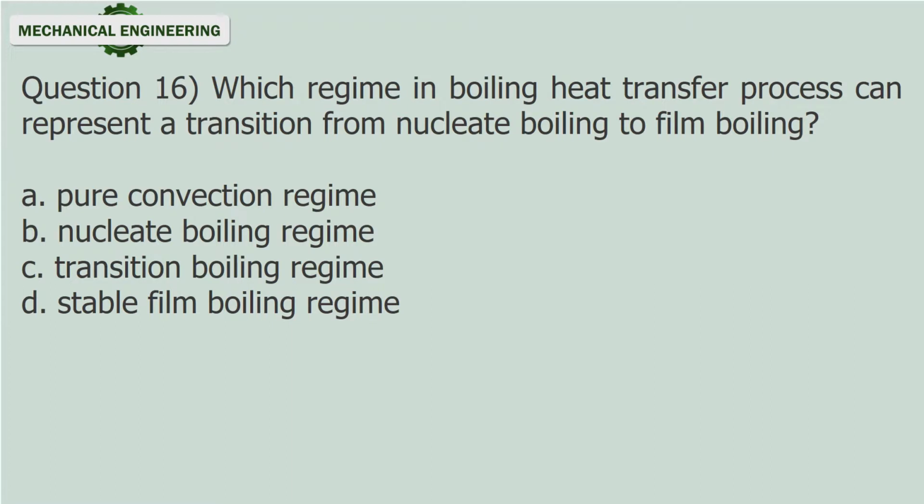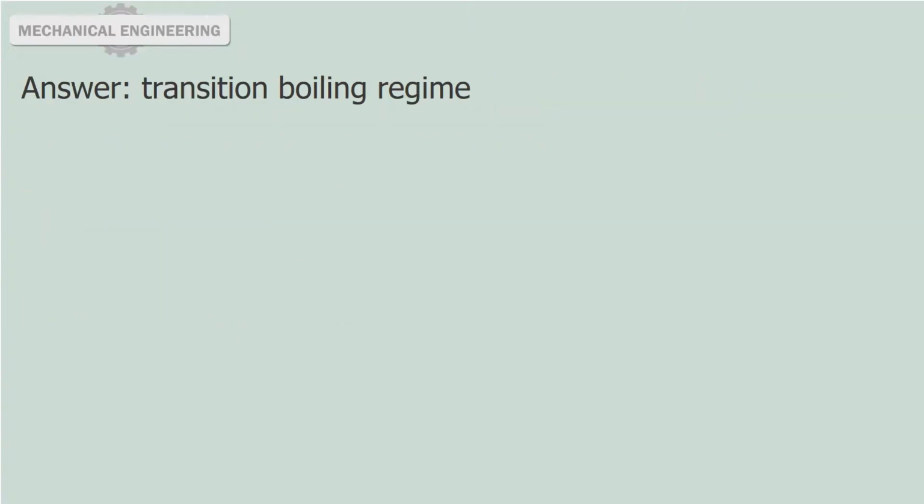Question 16. Which regime in boiling heat transfer process can represent a transition from nucleate boiling to film boiling? A. Pure convection regime. B. Nucleate boiling regime. C. Transition boiling regime. D. Stable film boiling regime. Answer: transition boiling regime.